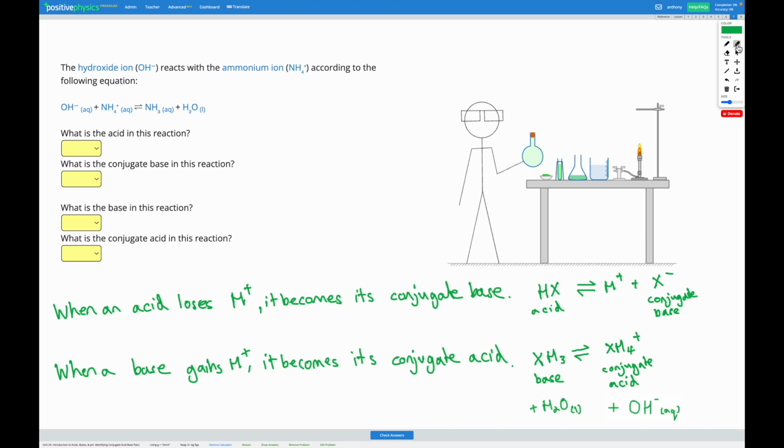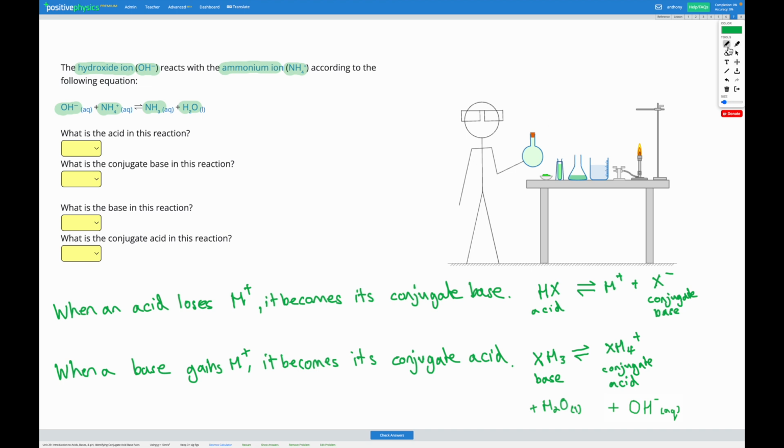Okay, so let's give this question a go. In this question, we have the hydroxide ion, OH-, reacting with the ammonium ion, NH4+, according to the following equation. OH- plus NH4+ gives NH3 and H2O. So first we need to figure out what's our acid and what's our base.